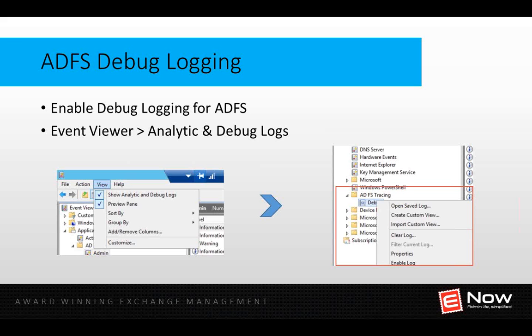So on the next screen, you will see that enabling debug logging requires you to go into the event viewer, click on view, then click on show analytic and debug logs, which will show a new folder called ADFS tracing, which has the ADFS debug log in it. And then, when you're reproducing an error message, you can enable the log, reproduce the issue, stop the log, and then go through each of the events without getting cluttered with too many events.